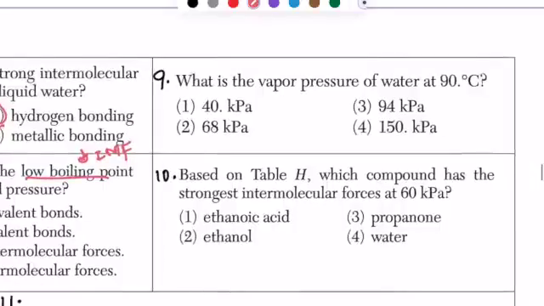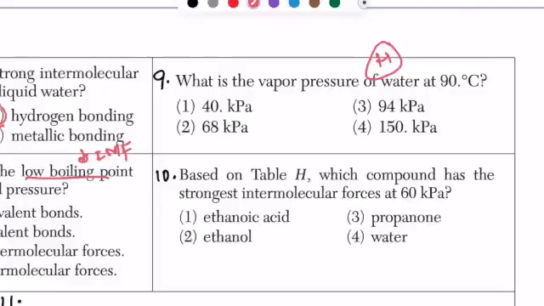What's the vapor pressure of water at 90 degrees Celsius? This is something that you are going to have to answer using table H. So you can just look at table H, go to 90 degrees Celsius, go to water, find the vapor pressure. Based on table H, once again, which compound has the strongest intermolecular forces at 60 kilopascal?